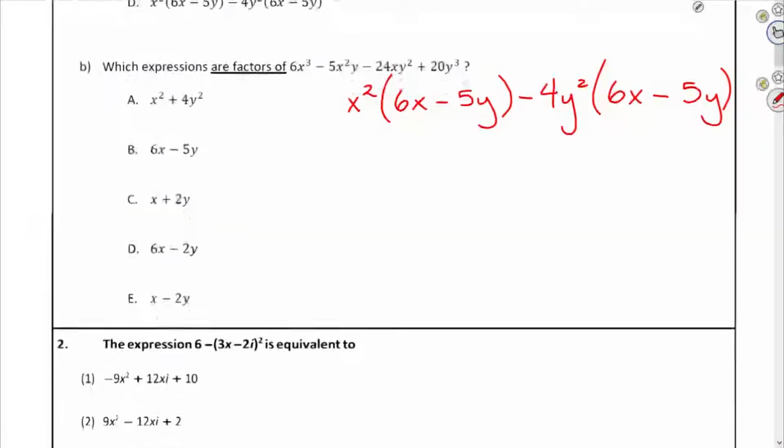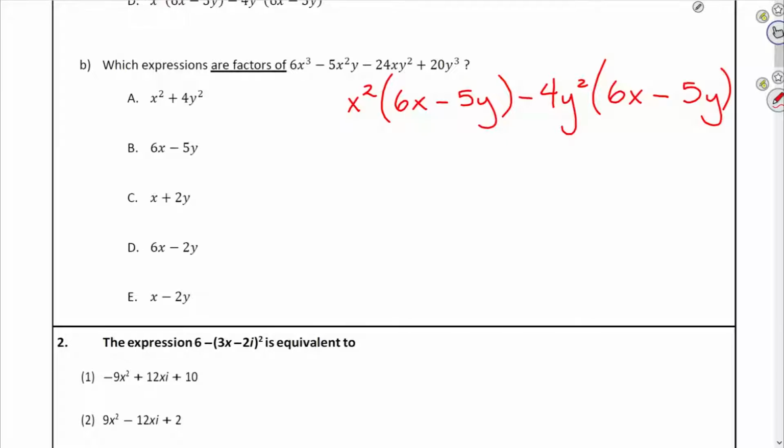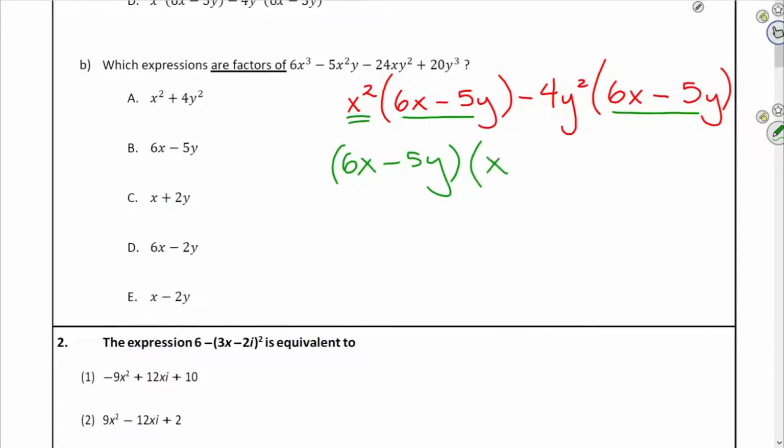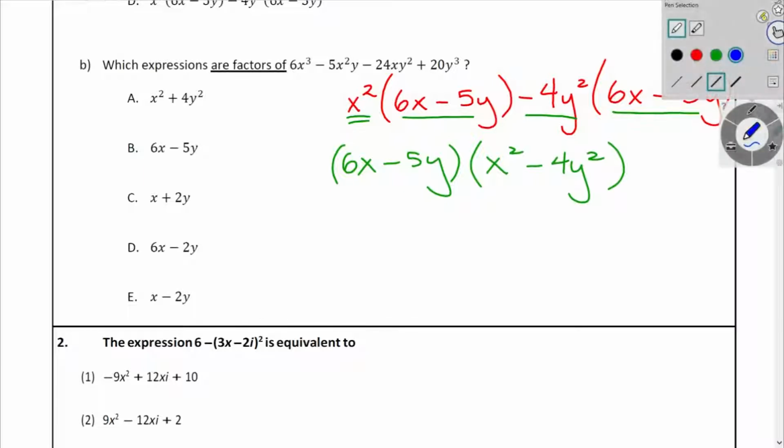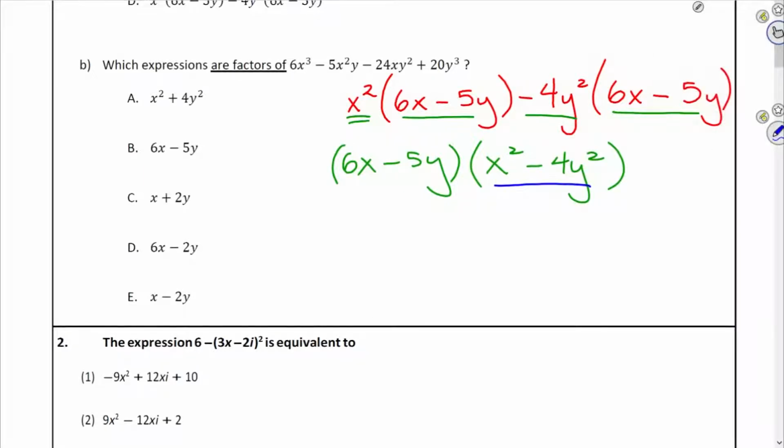Let me scroll up a little bit, and I have that work already done. So let me just keep going and see what factors I get. So I have this and this are the same thing. I pull that out in front as a GCF of those two large terms, 6x minus 5y. And what I'm left with is this x squared minus 4y squared. Okay? Now, is there more that I can do? And actually there is. Because this right here, believe it or not, is the difference of squares, okay?